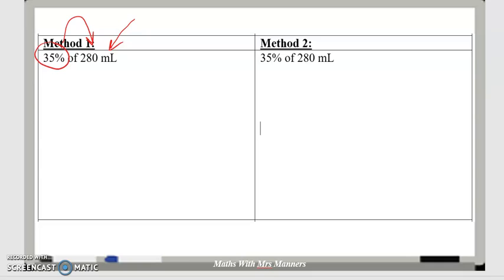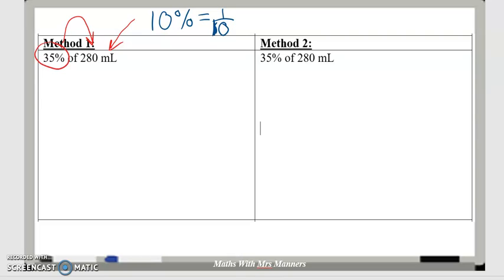There are two methods, and I like both of them, so try not to be loyal to one and be flexible, because sometimes one method will work better than another. Let's have a look at method one. With method one, you can use your knowledge that 10% of a quantity is 1/10, and all 1/10 means is divide by 10.